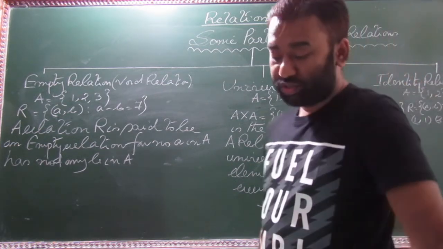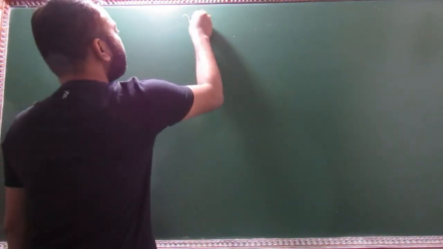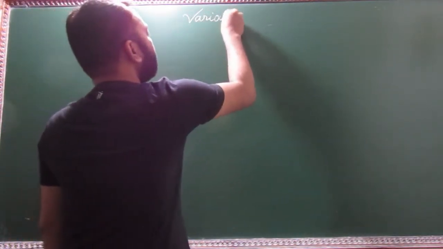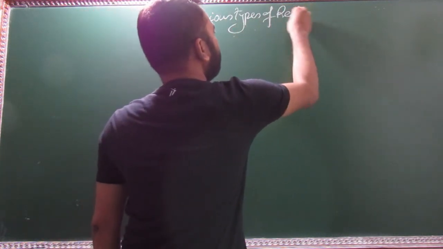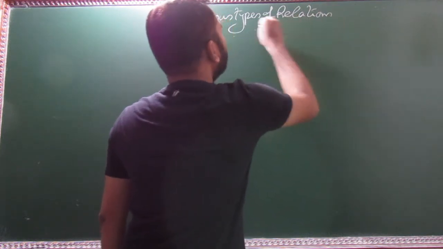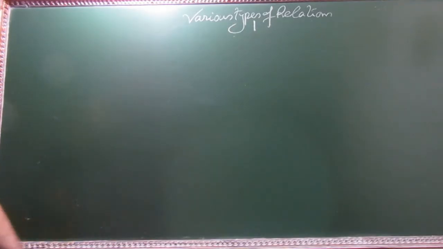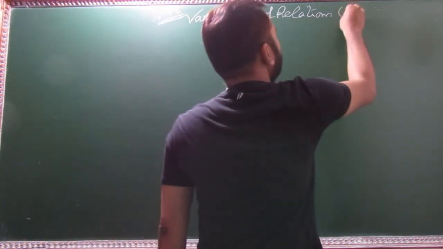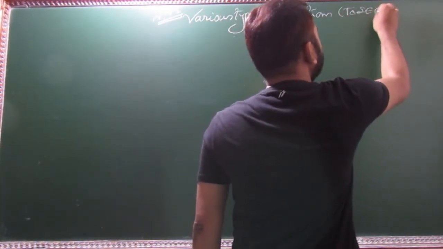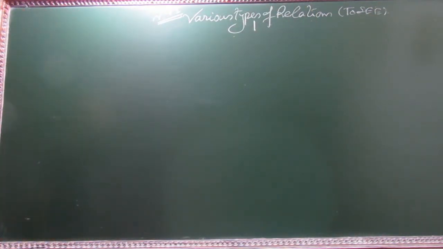Okay. Now I am going to start the most important topic. So what is the most important topic? Tell about various types of relations. So if I want to say, various types of relations, this is the most important topic. You can write 2C. Okay, fine. Now, various types of relations.